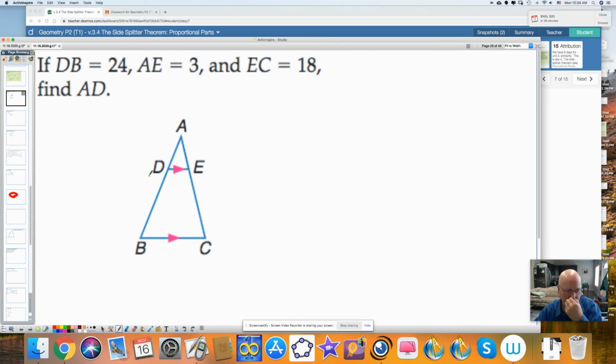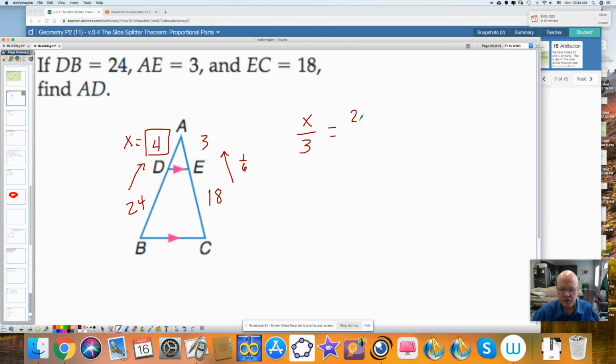Maybe it's clearer on this one. DB is 24. AE is 3. EC is 18. Going from 18 to 3 is a scale factor of 1/6. Going from 24 times 1/6, this would be 4. If I were to set this up as a proportion, call this distance x, I could have said x is to 3 as 24 is to 18. And when you solve it, you get x is equal to 4.